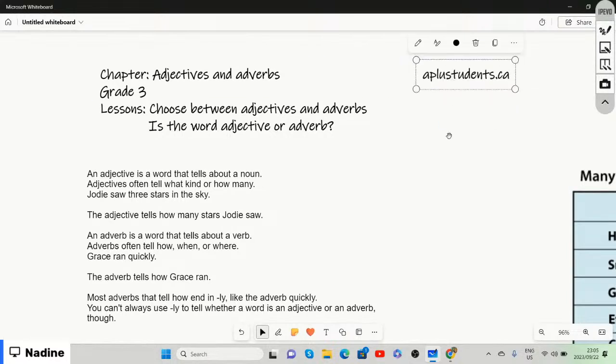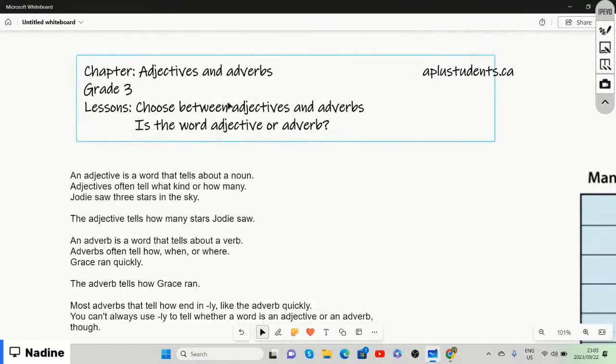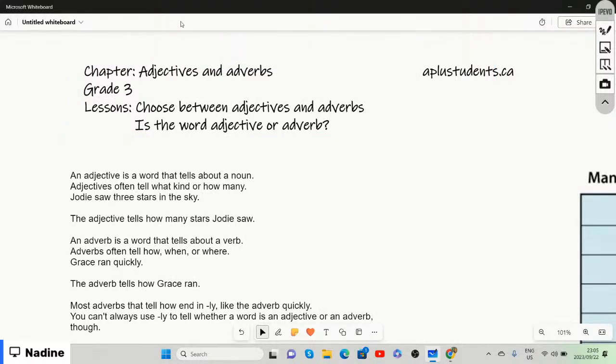So whenever you want to go back and recap, you can just go to a+students.ca and go to the specific chapter, which is adjectives and adverbs, grade 3. The lessons we are focusing on today are to choose between adjectives and adverbs, and is the word adjective or adverb.